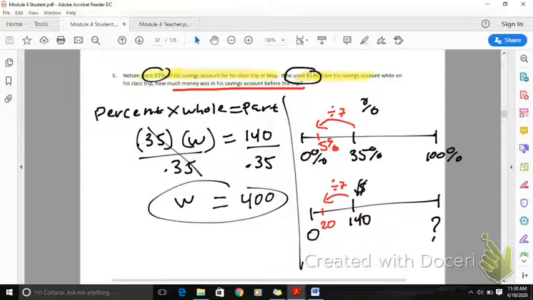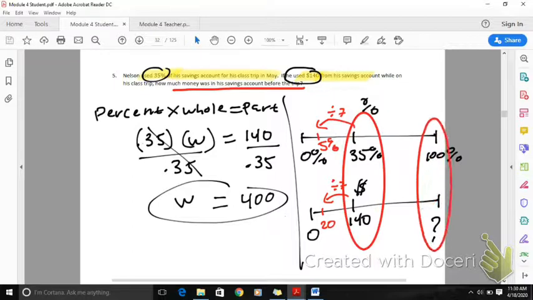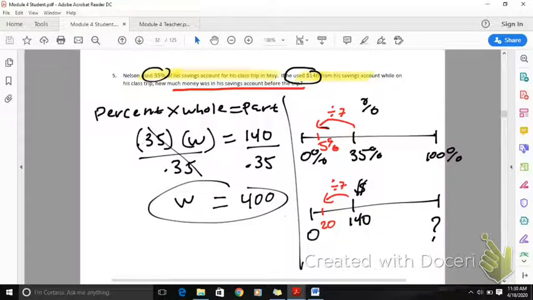A lot of you had a problem before we left: why did we do that? We did that because 35 cannot go into 100, so I can't just go from here to here. We have to figure out a number that goes into both of them, which is 5. So I use this information to get this information. So we know 5% of the money is $20.